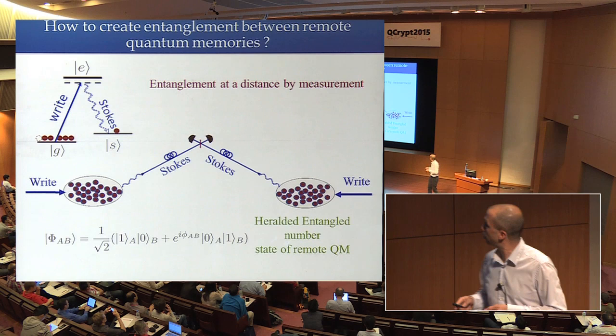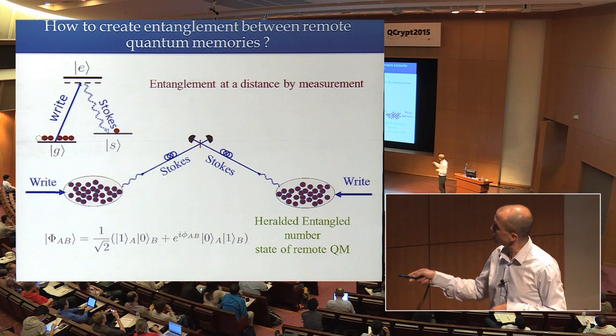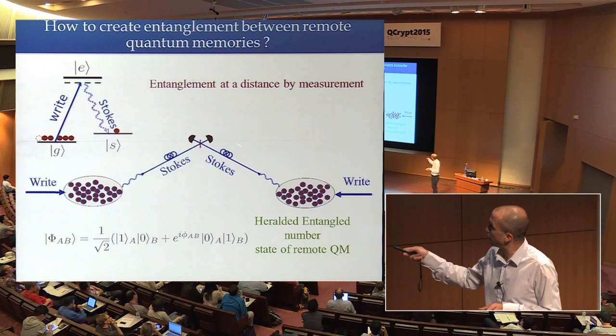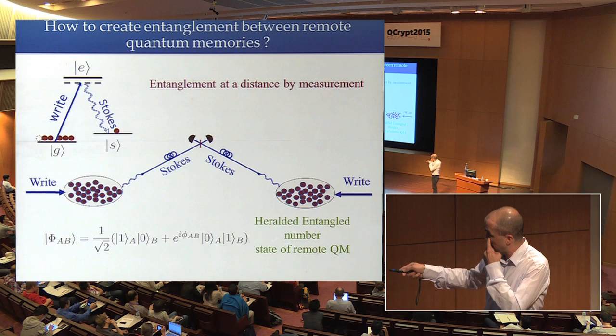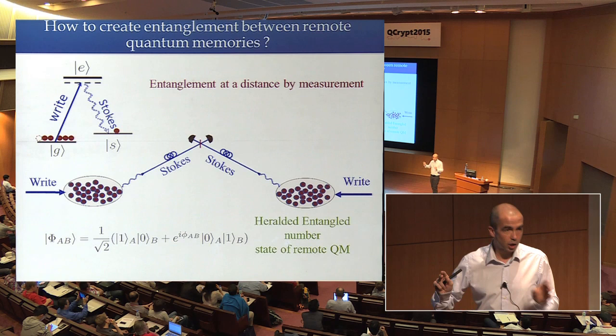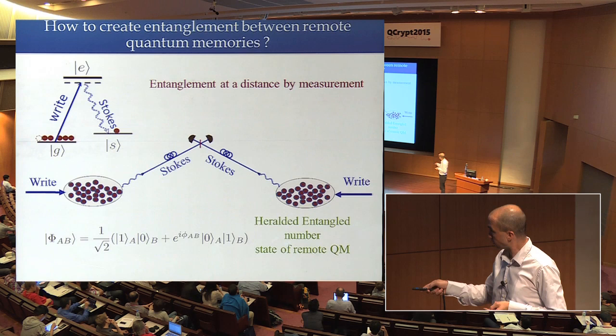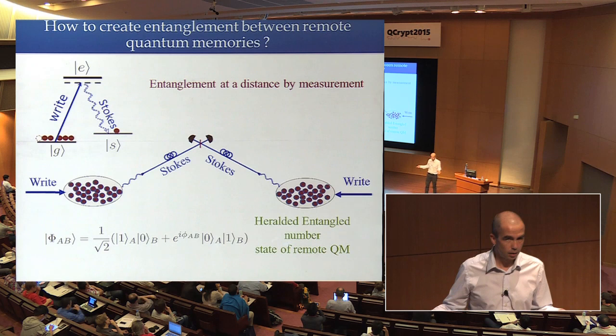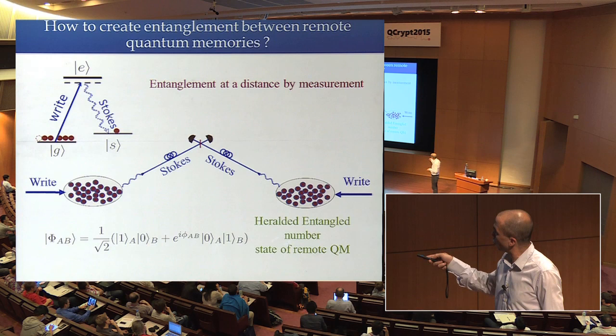So what you do is you have your two memories here, you excite them with the write pulse, and you collect some Stokes photons, you put them in the fiber, and you do this from two ensembles, and then you put the beam splitter in the middle where you have a click now. And if you have a click, basically, this will project the two atomic ensembles in a state where you have one excitation stored here and zero stored in the other ensemble, in coherent superposition with the other way around. So this is an entangled state. It's called a number state entangled state. It's heralded because when we have the click here, we know that the entangled state is there in the memory.